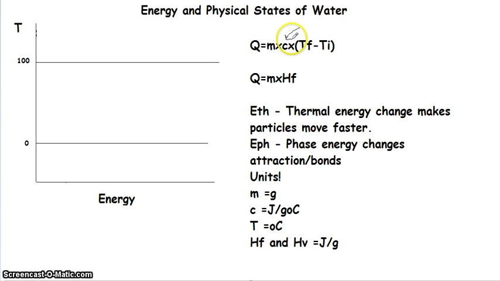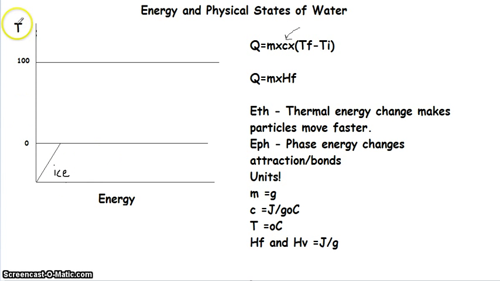Specific heat is different for ice, water, and steam. Let's talk about that now. The melting point and freezing point of water is 0 degrees. So that means when you're below 0 degrees Celsius, water is going to be in the ice form, the ice stage. I'm going to go ahead and write down ice here so you guys know what I'm talking about.